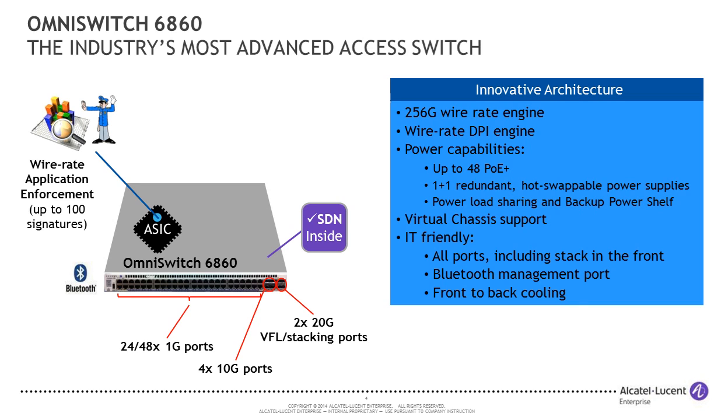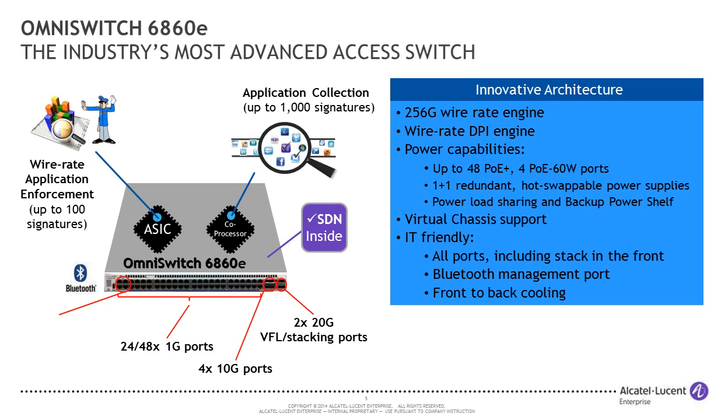But like I stated up front when we kicked off the call, the 6860 isn't the only product we launched back in May. We also launched the OmniSwitch 6860E. Now the E is pretty much the same as the 6860 with everything I've said with respect to its deep packet inspection, wire rate application enforcement with a dedicated ASIC. But what the 6860E adds on top of all of that is a dedicated coprocessor. That coprocessor is being used in the initial release to do what we call application collection.